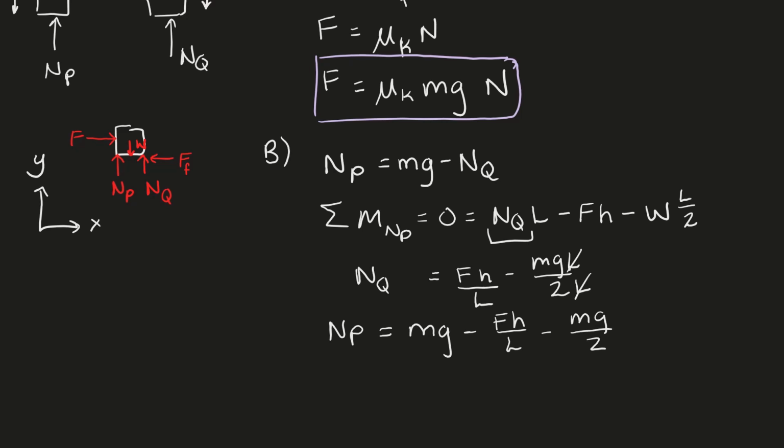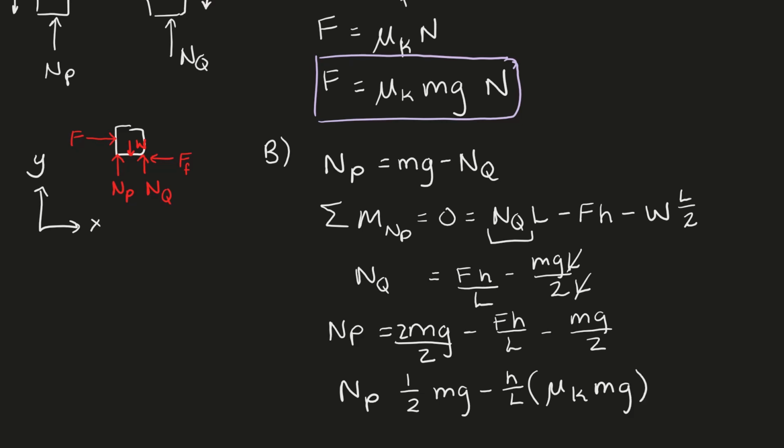And then a couple things. First off, we could put a 2 there, right? 2 over 2. So if we do that divided by this mg over here, we're going to get a positive 1/2. So 1/2 mg minus h over L. And then the force, we said from the first part, is equal to mu k mg, just like that.